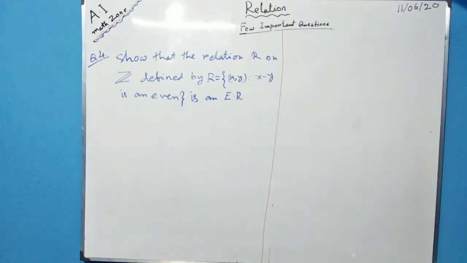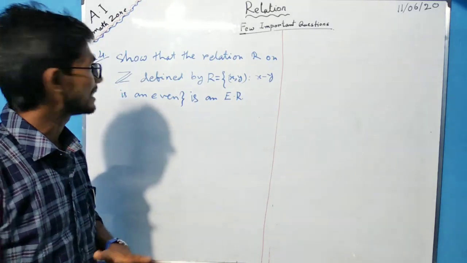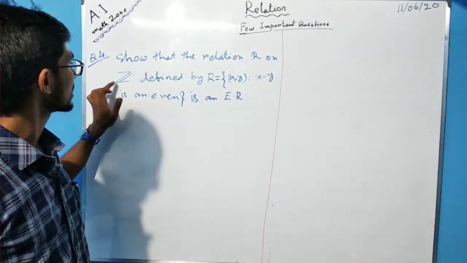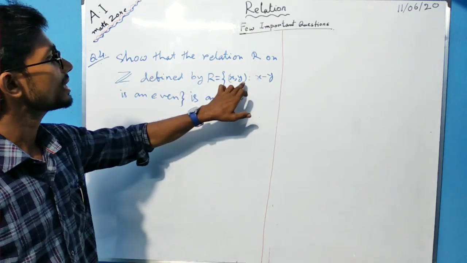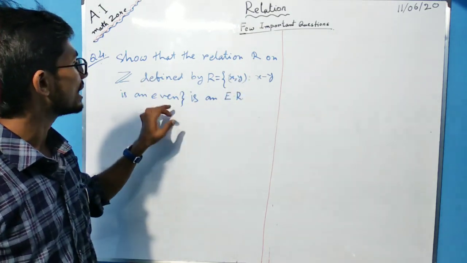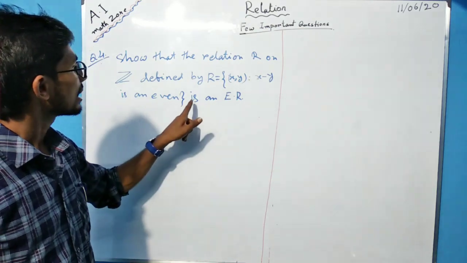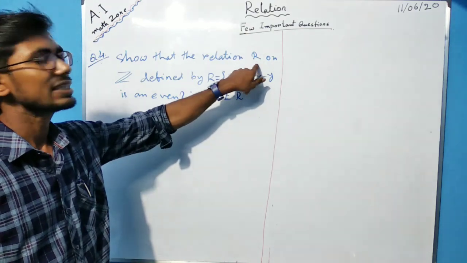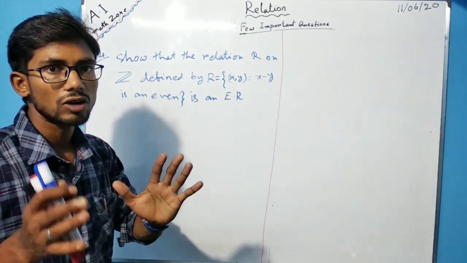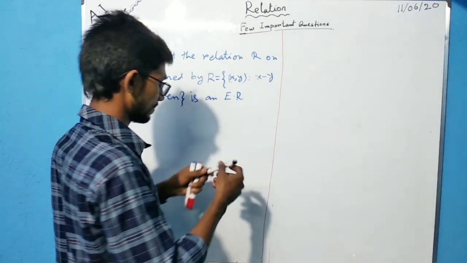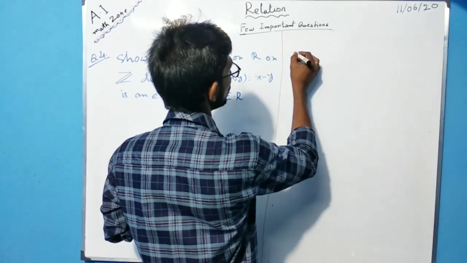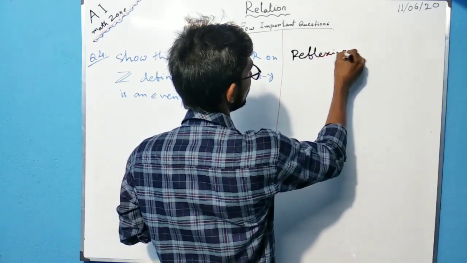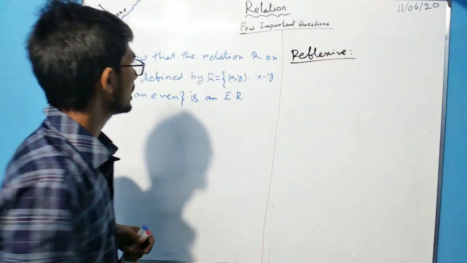Going to the next. And the next question is, show that the relation R on Z, this is the set of integers, right? Defined by R equals to xy such that x minus y is an even number, is an equivalence relation, right? So you have to show that R is reflexive, symmetric and transitive, right? So first one, R is reflexive. So reflexive, right? So reflexive के लिए क्या होता है?